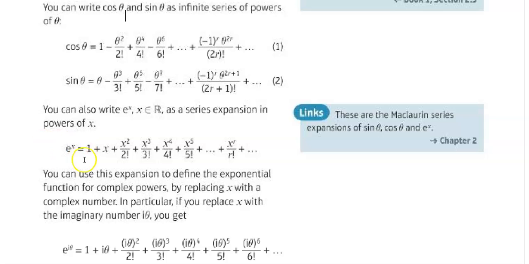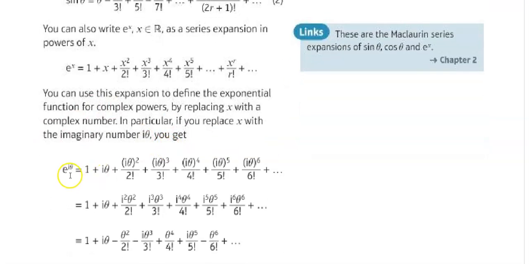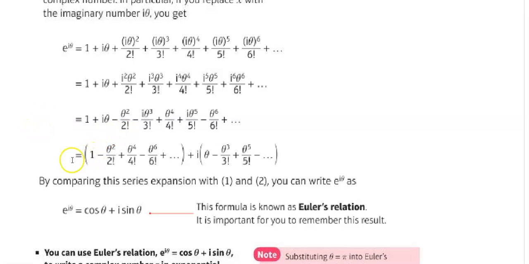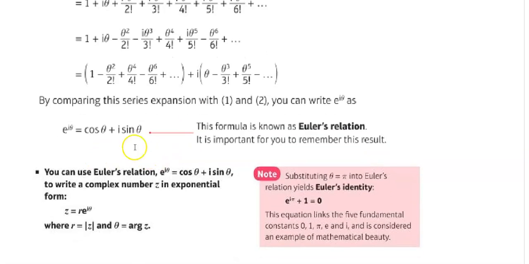So your e to the x is equal to this. So e to the i theta, after a good bit of working out, works out to be this. So you can see e to the i theta is equivalent to cos theta plus i times sine theta. So that's where it comes from. That's sort of proof of where that comes from. So that means if your z is equal to r times cos theta plus i sine theta, then that is equivalent to r e to the i theta as well.